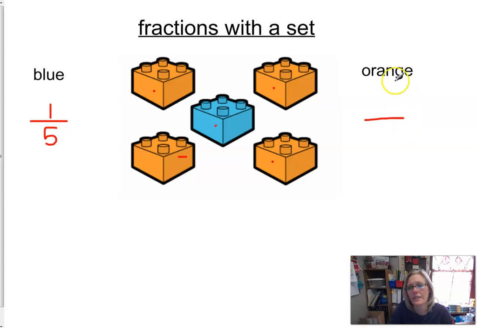Now I come over here. I'm finding the orange fraction, or the fraction of orange Legos. Well, we didn't change the amount of Legos. There are still 5 of them. How many of them are orange? 4 out of 5 are orange, or 4/5. So you can do fractions with a set of things.